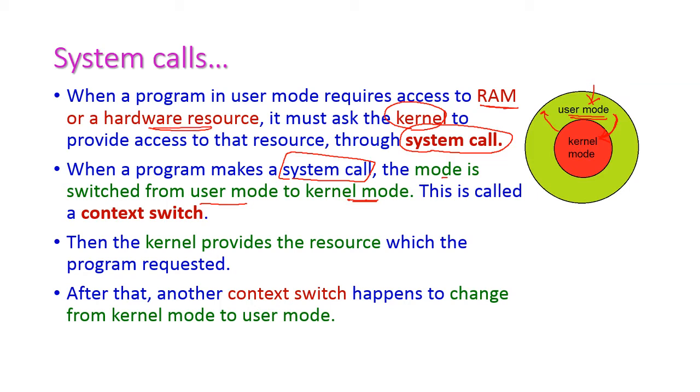For this purpose we use the context switch. The purpose of a context switch is to transfer the mode either from user mode to kernel mode or from kernel mode to user mode. Then the kernel will provide the resources which the program requested. Okay, after the request is completed, another context switch will occur to change from kernel mode back to user mode.